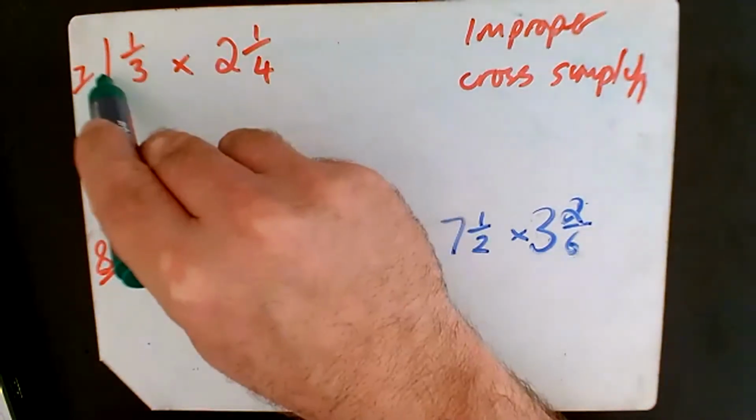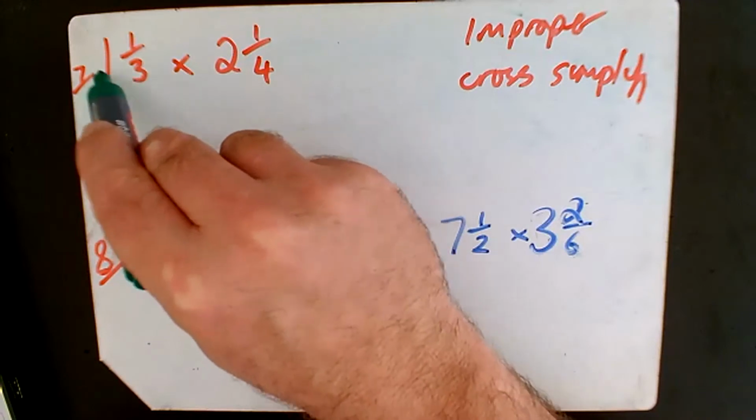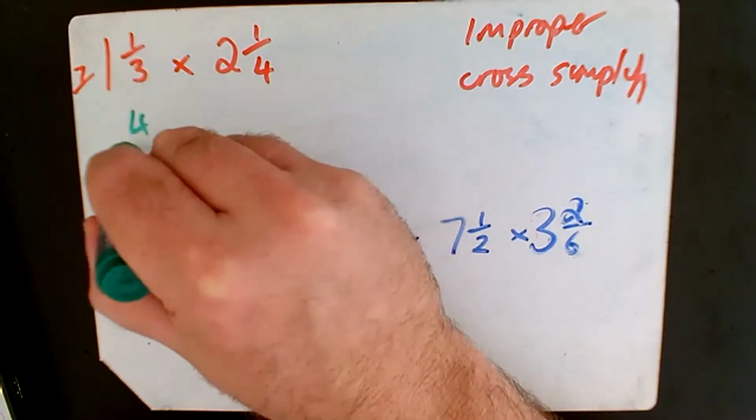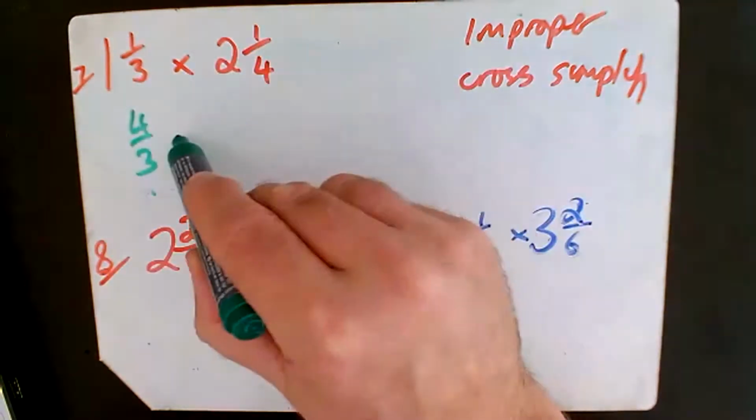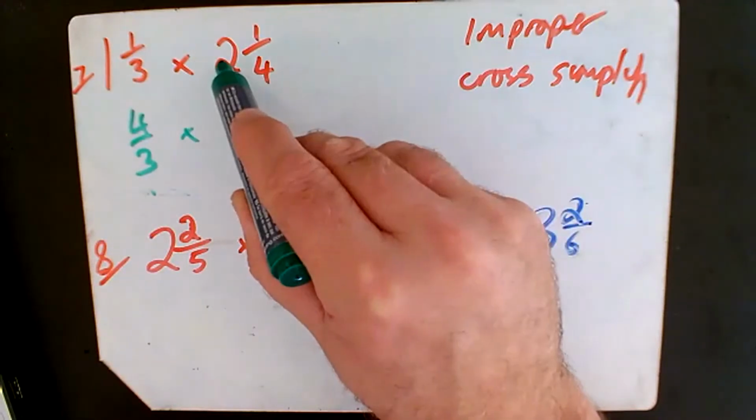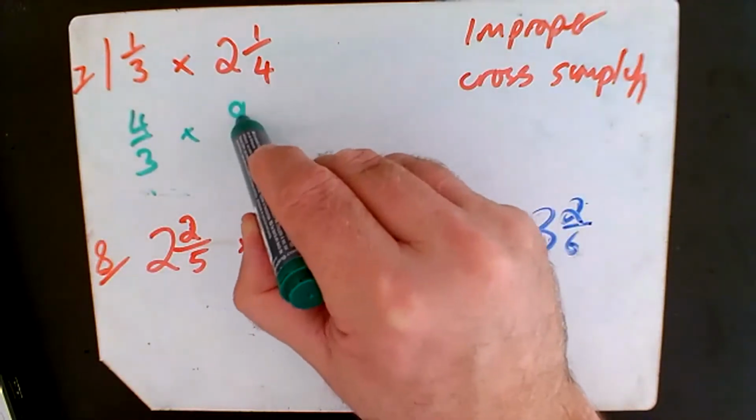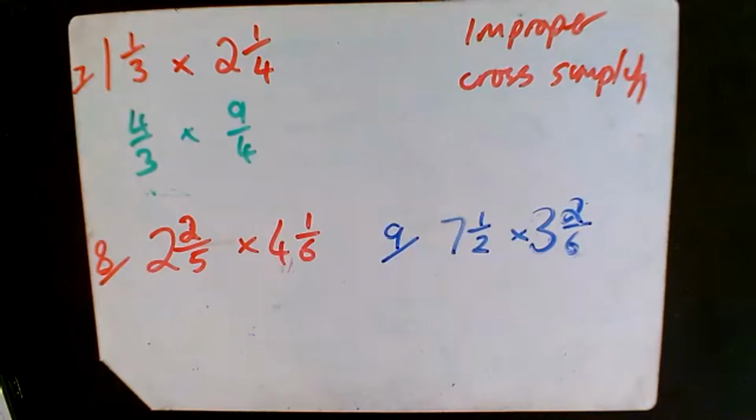3 times 1 is 3. I'm going to put it into an improper fraction. 3 times 1 is 3 and 1 is 4. 4 over 3 times 4 times 2 is 8 and 1 is 9. 9 over 4. And I can see straight away I can cross simplify nicely here.